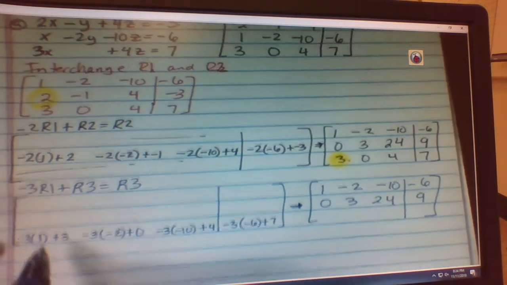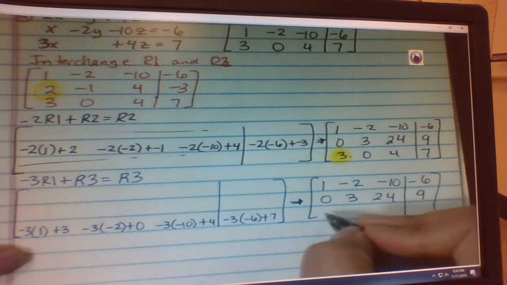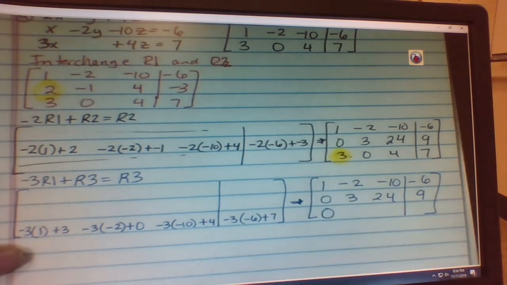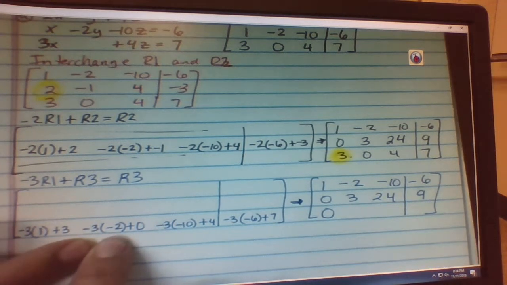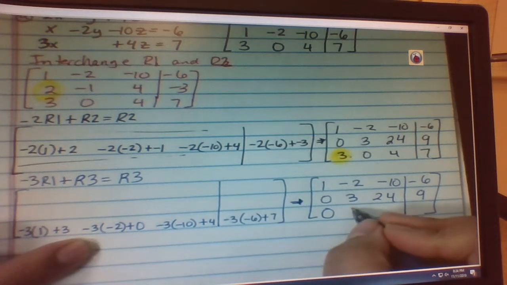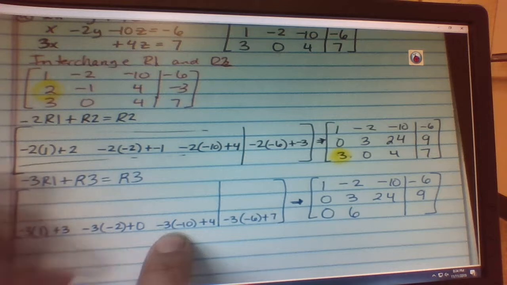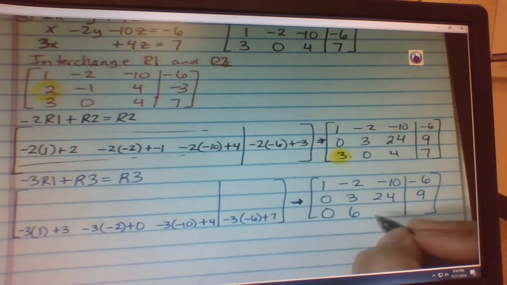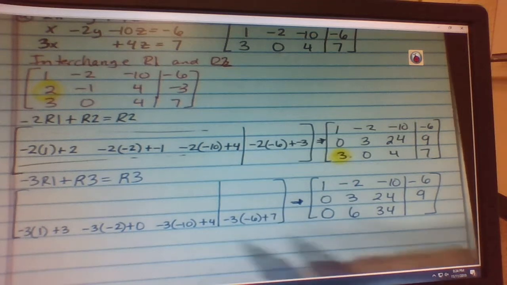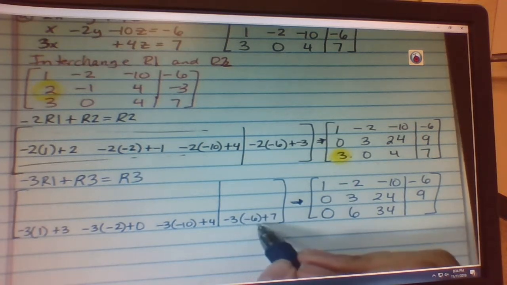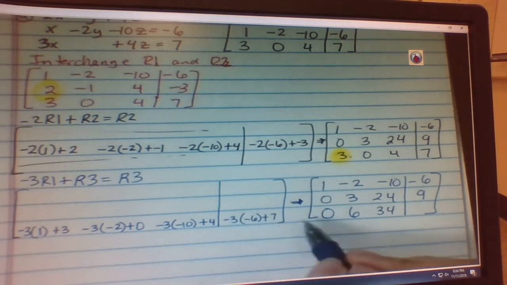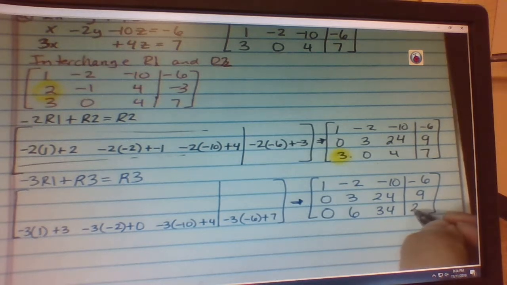We just bring them down from here. So negative 3 times 1 plus 3 is a 0. Negative 3 times a negative 2? 6. 6 plus 0, it's just a 6. Negative 3 times a negative 10, positive 30, plus 4. Negative 3 times a negative 6 is 18 plus 7, 25.